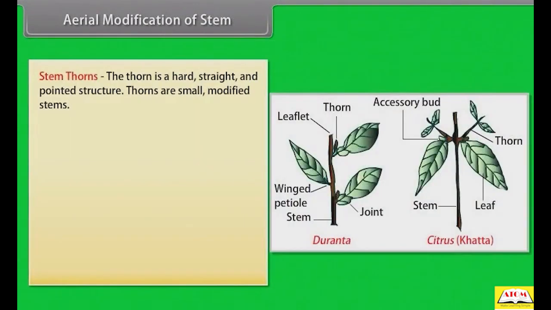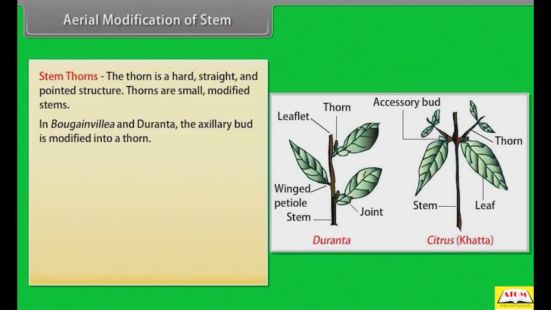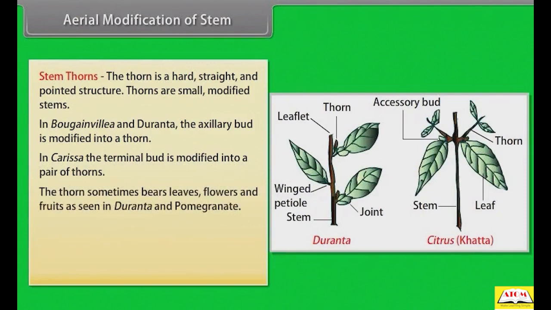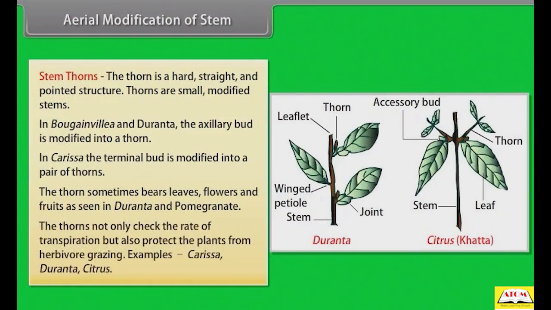Stem thorns. The thorn is a hard, straight, and pointed structure. Thorns are small, modified stems. In Bougainvillea and Duranta, the axillary bud is modified into a thorn. In Carissa, the terminal bud is modified into a pair of thorns. The thorn sometimes bears leaves, flowers, and fruits as seen in Duranta and pomegranate. The thorns not only check the rate of transpiration, but also protect the plants from herbivore grazing. Examples: Carissa, Duranta, citrus.